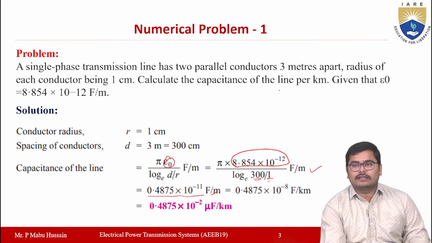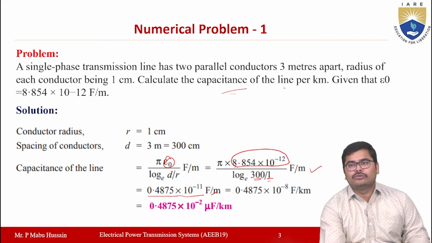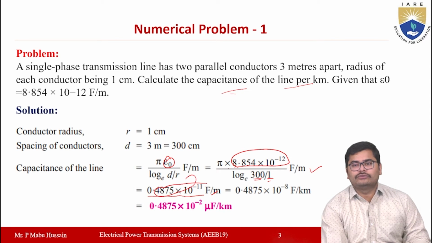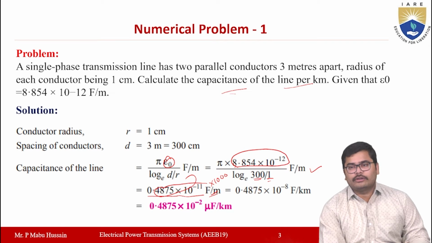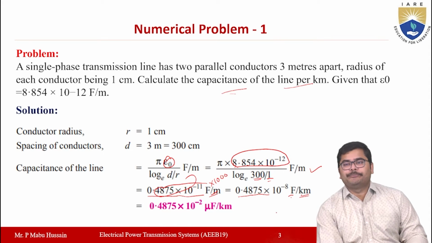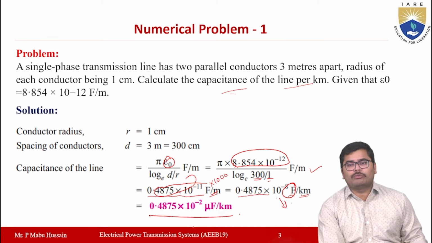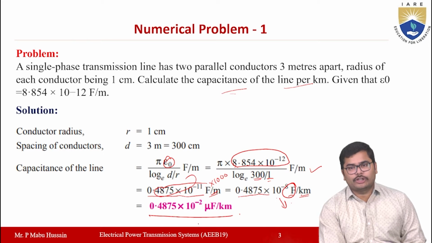Now in the problem they asked to find the capacitance value for 1 kilometer. So you have to multiply this value by 1000, and that will be the capacitance for 1 kilometer. The capacitance per kilometer will be 0.4875 into 10 to the power of minus 8 farads for 1 kilometer. If you convert this into microfarads, you will get 4875 into 10 to the power of minus 2 microfarads per kilometer.